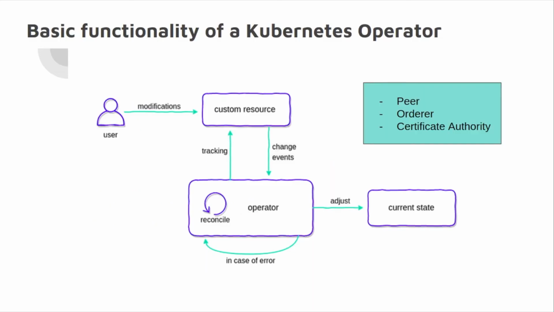Now let's discuss the basic functionality of a Kubernetes operator, that is, what exactly the role of a Kubernetes operator is. With the help of a Kubernetes operator, we can create custom resources, and those resources are defined in the operator itself. Basically a user creates the custom resources, and those custom resources create the required set of resources on the user's behalf. In our case, we have the custom resources peers, order, and certificate authority, and the user issues a command to the operator, and then the operator provisions those resources.